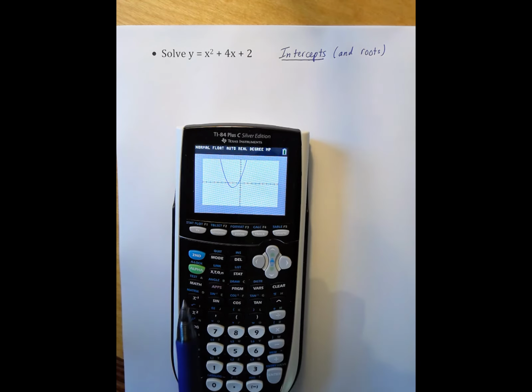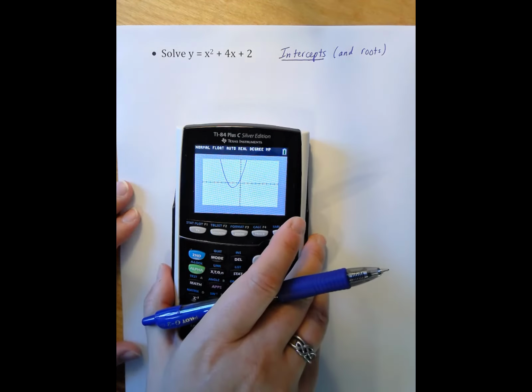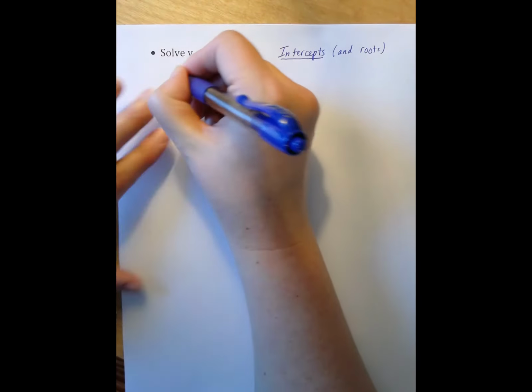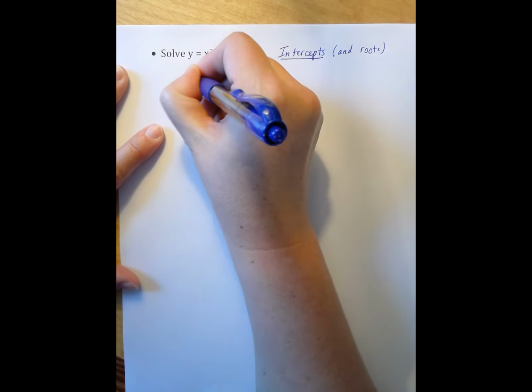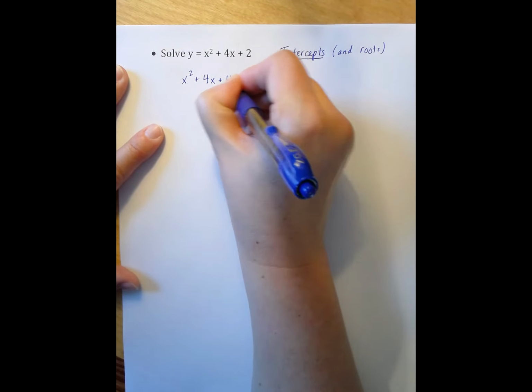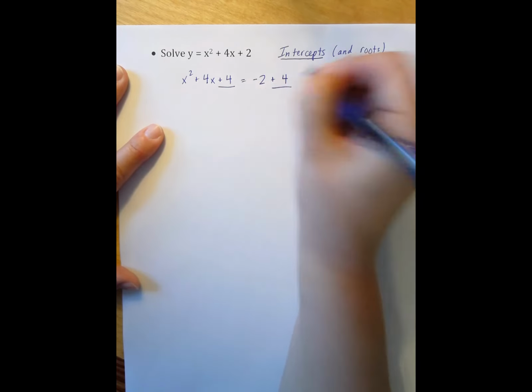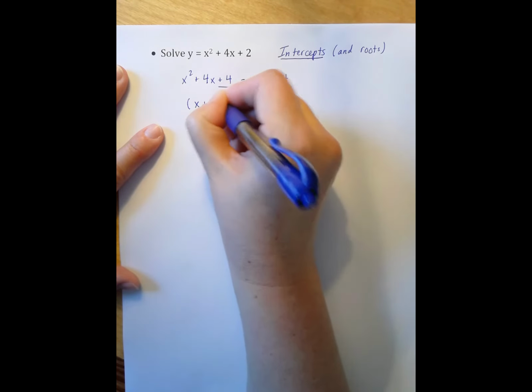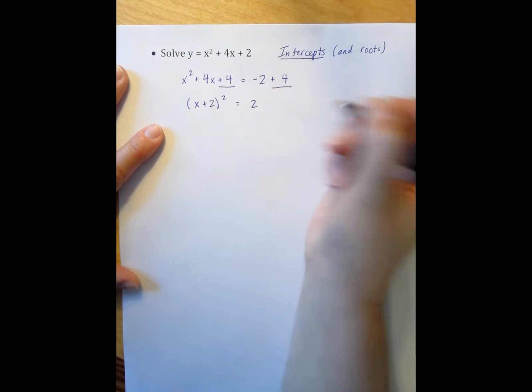However, because I can't factor this, and I can see on my graph I'm not crossing at an integer intercept, an integer root, an integer solution, I can't actually finish using my calculator at this point because I'm going to get an approximate value. So I'm going to go back to my completing the square method. So I have x squared plus 4x equals negative 2. Complete the square, add 4 to both sides. I get x plus 2 quantity squared equals 2. Square root both sides.